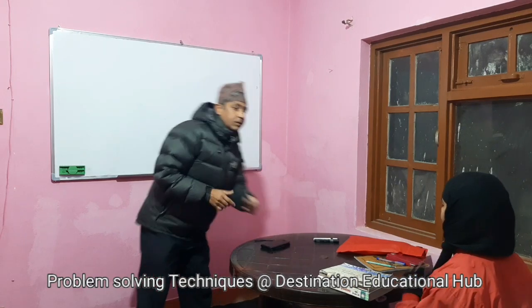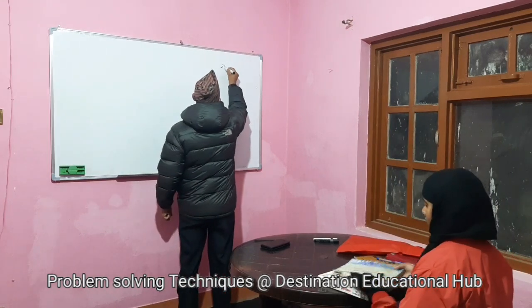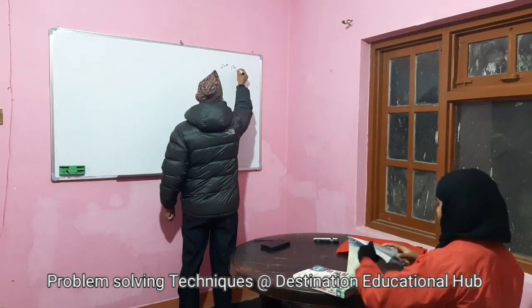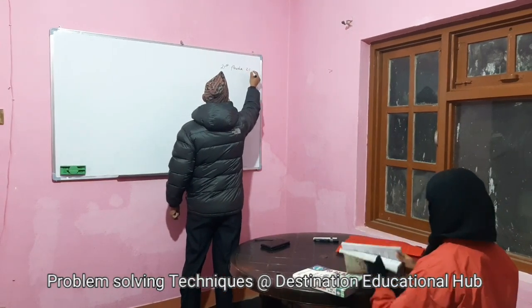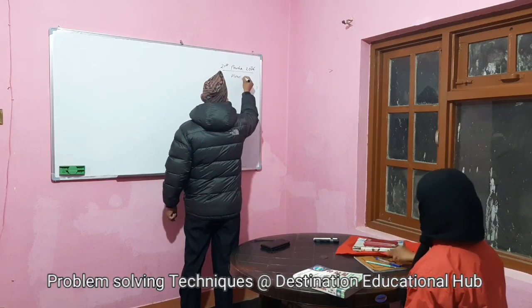Okay, what is today's date? Today is 21st. 21st of Pousha, 2076 Monday, right? Yeah. Okay.